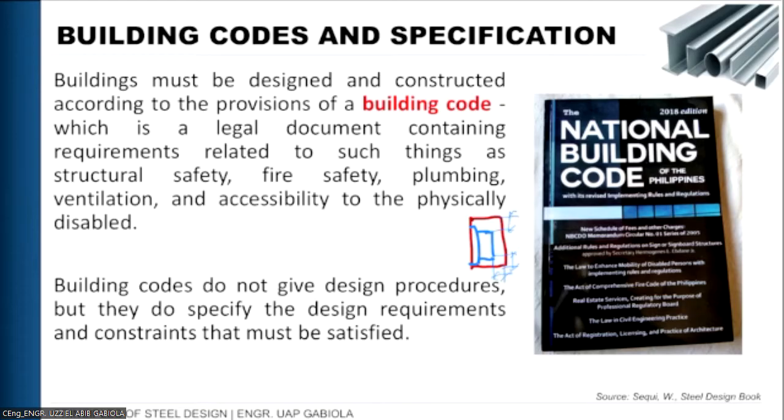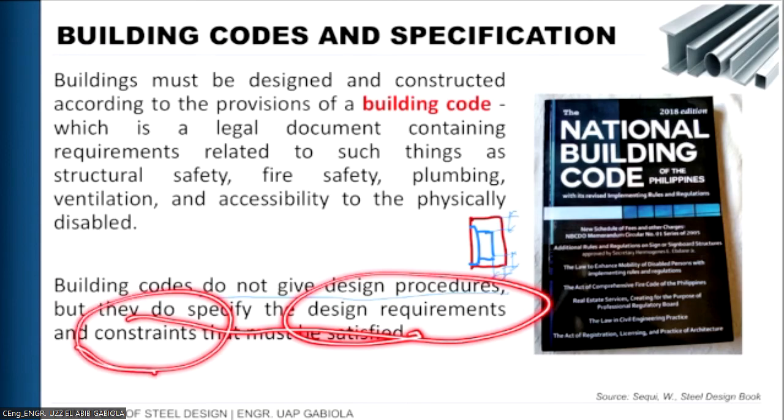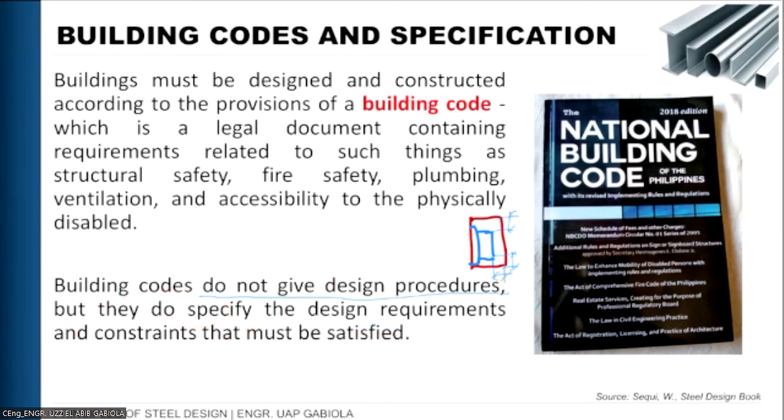So there's a specific note here that building codes do not give a design procedure. There is no design procedure. They just give the minimum requirements. They specify the design requirements and also the constraints or limitations on our building that must be satisfied. So there is no step by step on what you will do with the structure, but the minimum requirements set by local authorities that should be followed are all indicated in this code.